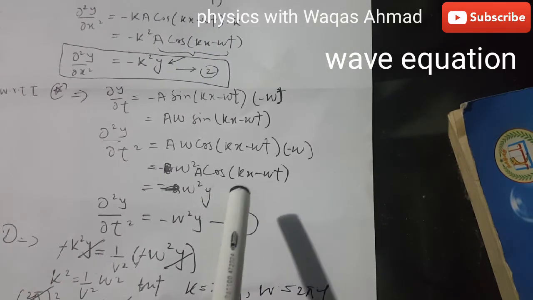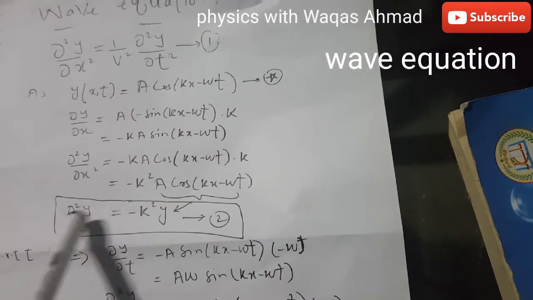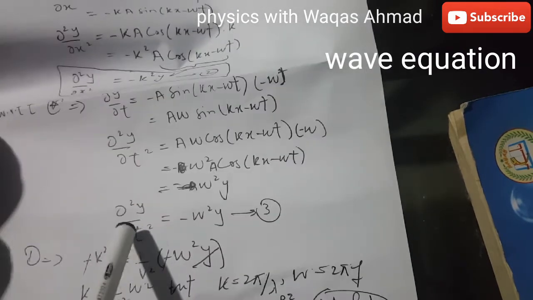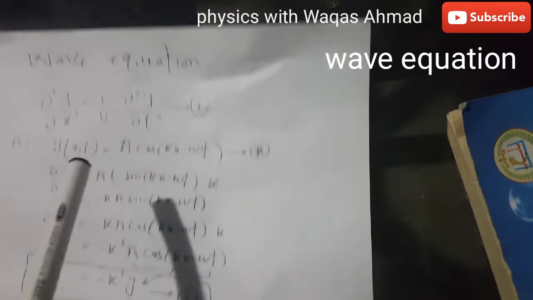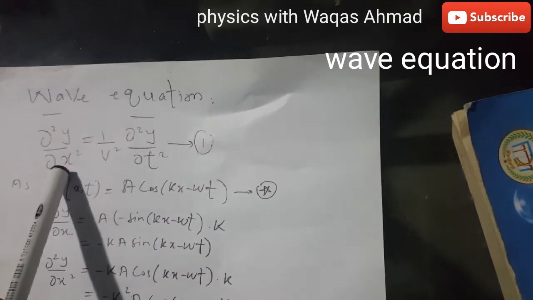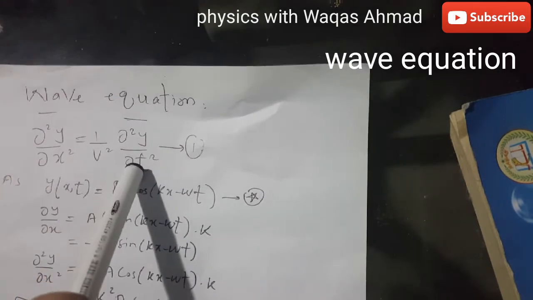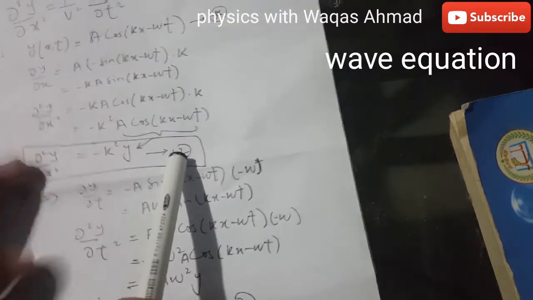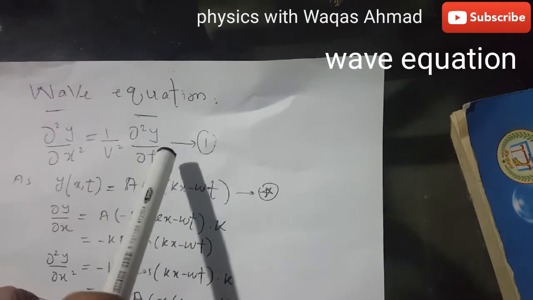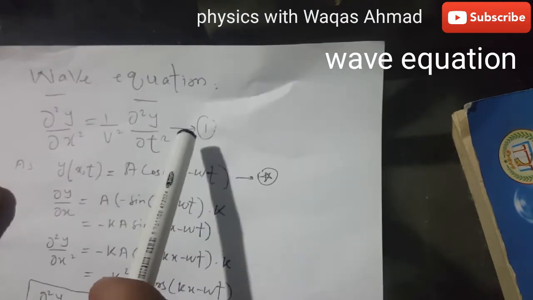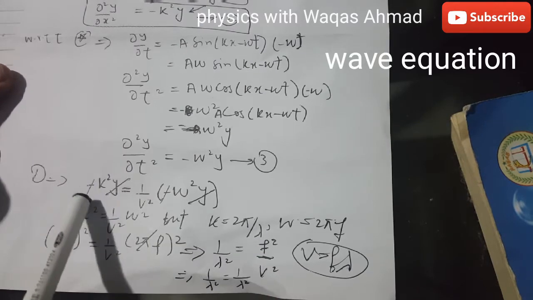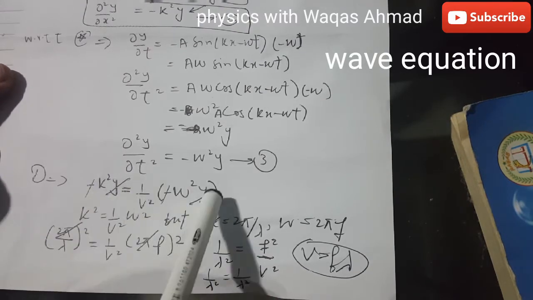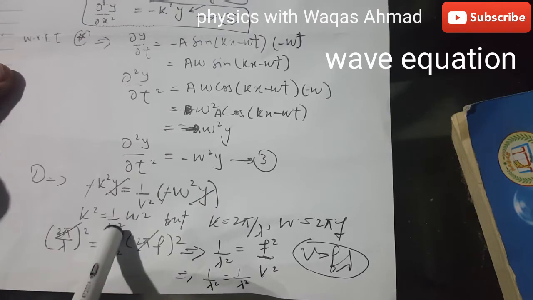Now equation 2 is ∂²y/∂x², and equation 3 is ∂²y/∂t². Putting the values of ∂²y/∂x² and ∂²y/∂t² from equation 2 and equation 3 in equation number 1, it becomes like this. Minus cancels with minus, y cancels with y, it becomes k² = (1/v²)ω².